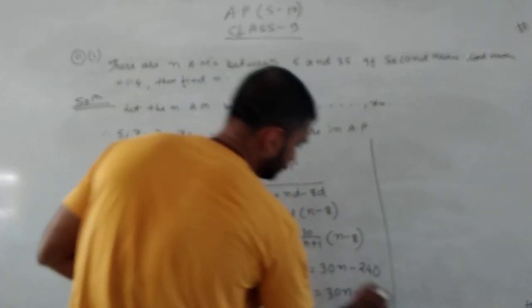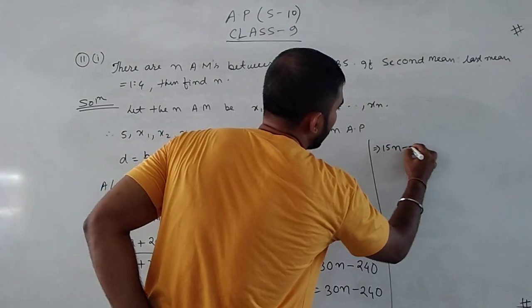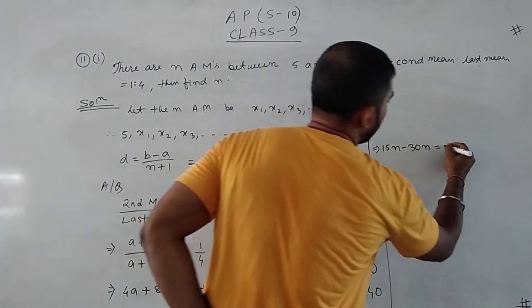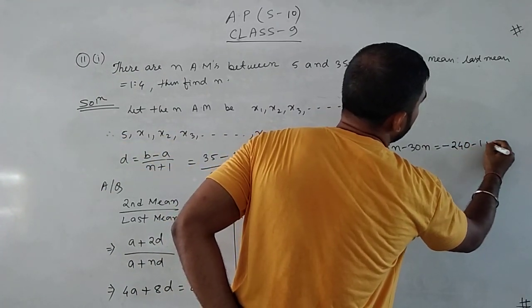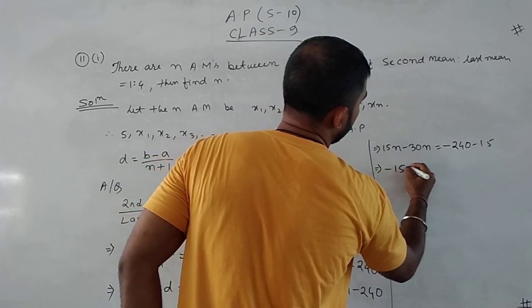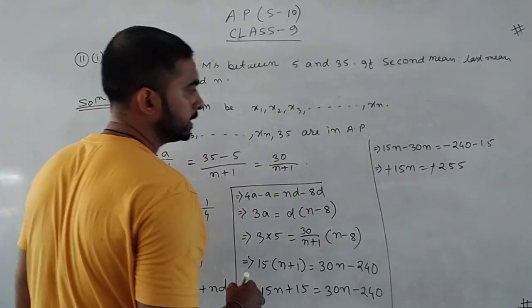The next step: 15n minus 30n equals minus 240 minus 15. Minus 240 minus 15, this is minus 15n and this is minus 255. Both sides minus cancel.